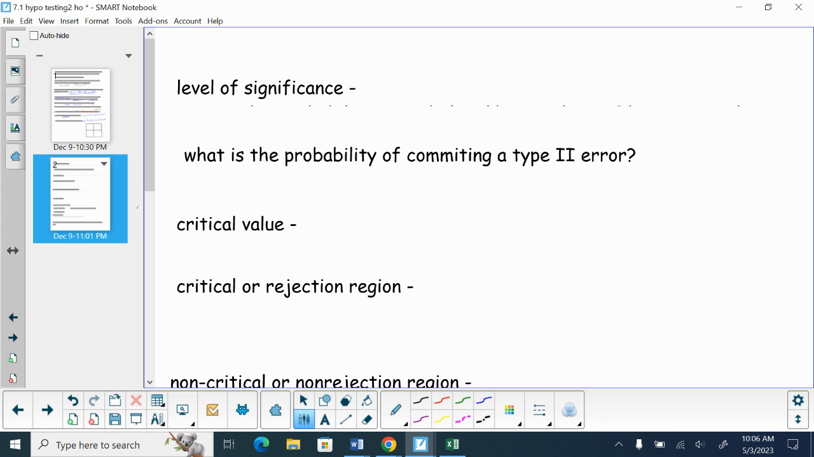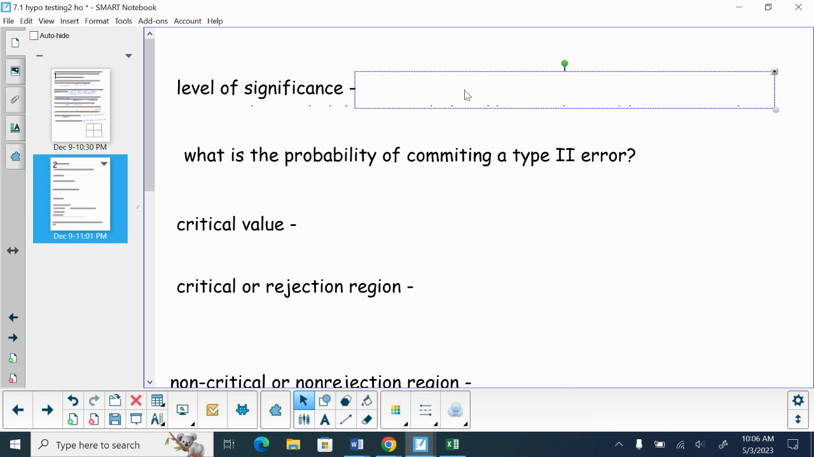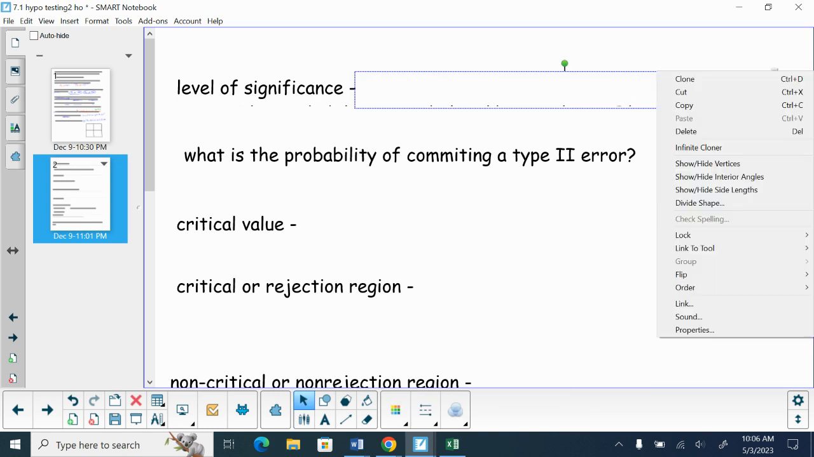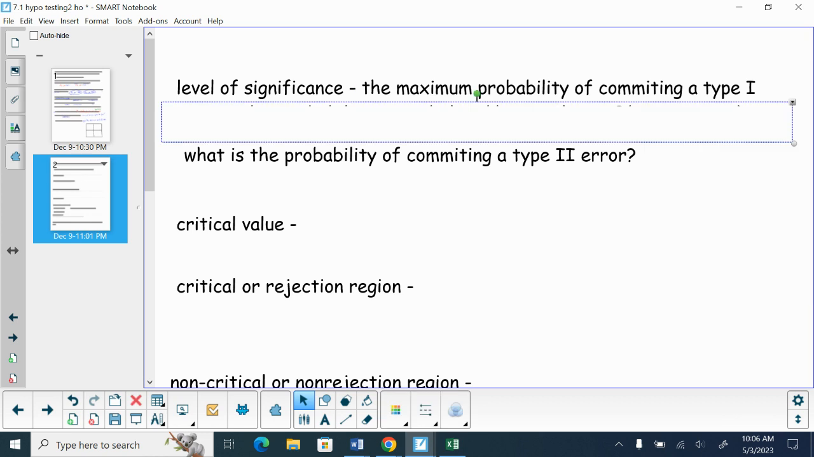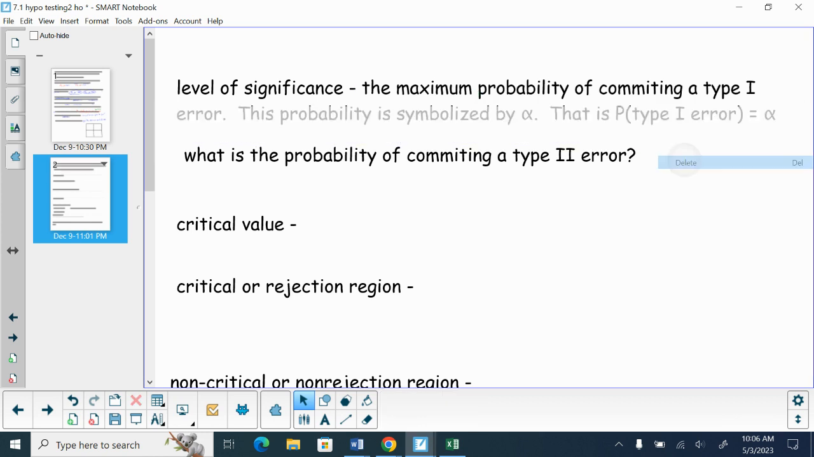Level of significance. It's the maximum probability of committing a type 1 error. This probability is symbolized by alpha. Alpha is your little fishy in the Greek symbols.